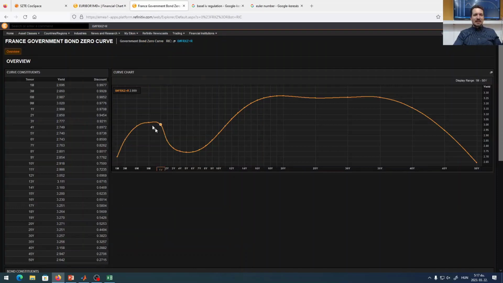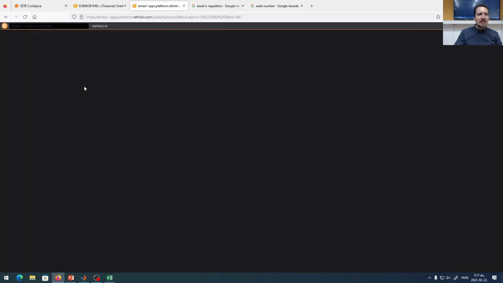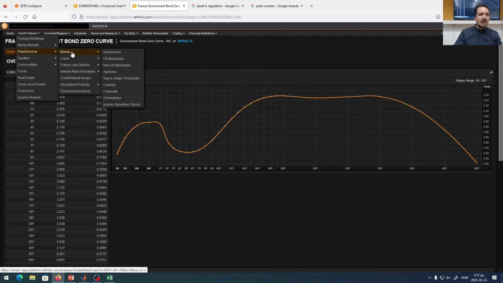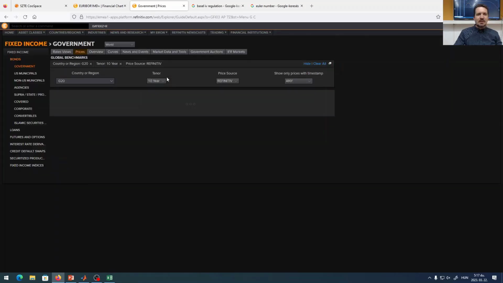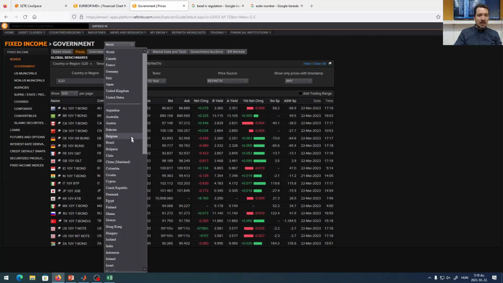So already we can see that there is this bumpy thing, and if it would not be overly managed by the ECB, then it would be much bigger. So let's check. No. Let's go back. Okay. Asset classes, fixed income, bonds, government bonds. Let's check some more fragile economies.